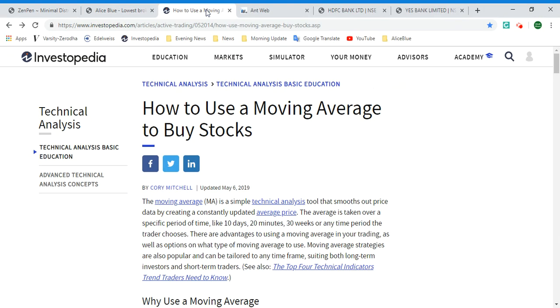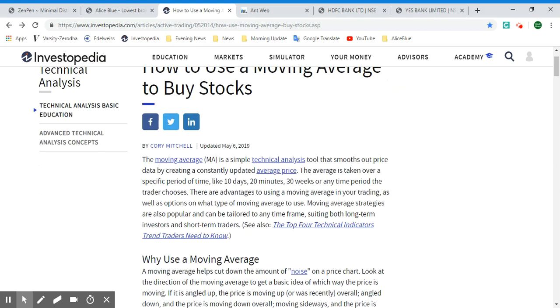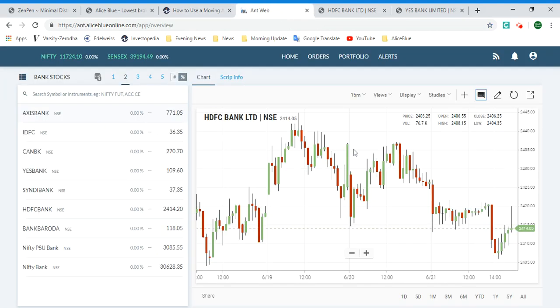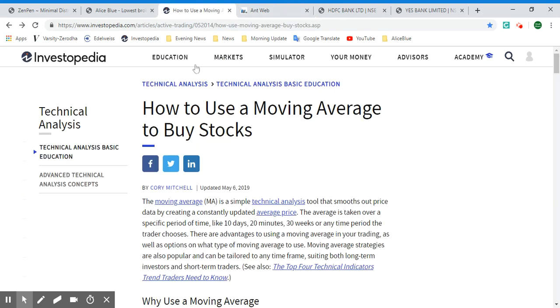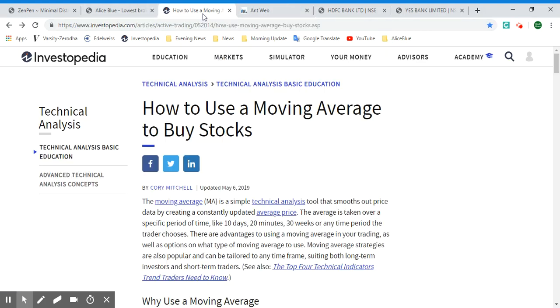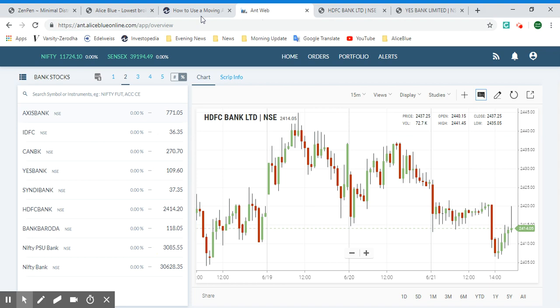In this video, we'll be seeing how to use a moving average to buy stocks. While we are looking at this article and learning the technical parts of this strategy, we'll also be applying this on the chart. Well, okay, maybe not live charts, but we'll be seeing how the signals will appear in the charts using the AntWeb software of Alice Blue.